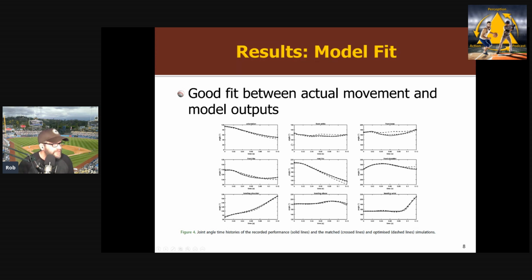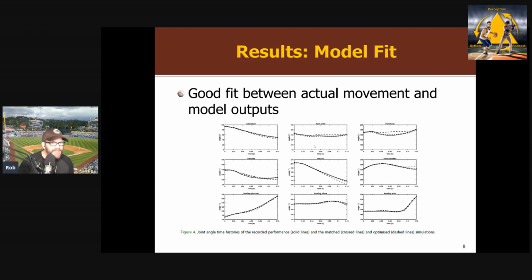And I don't know if you can make it out. The solid black line was the actual performance of the cricket bowler, what they actually did. The crosses, the X's, are the model predicted, right? So you can see they're a very good fit. The dash line there, I'll talk about in a second, is the optimized one, right?